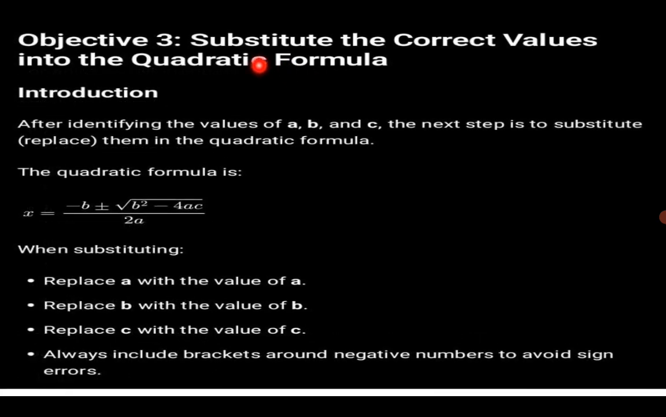Welcome to objective number 3, which is to substitute the correct values into the quadratic formula. So after identifying the values of a, b, and c, that's not the end of it. The next step is to substitute or replace them into the quadratic formula, which is this powerful tool here.